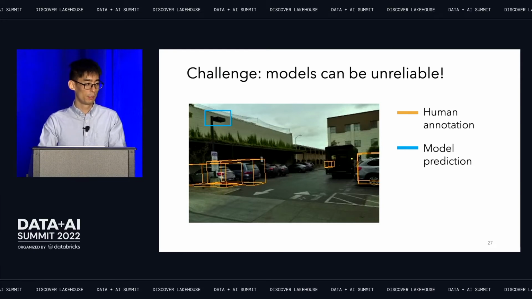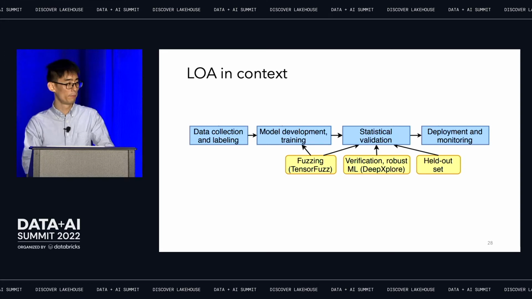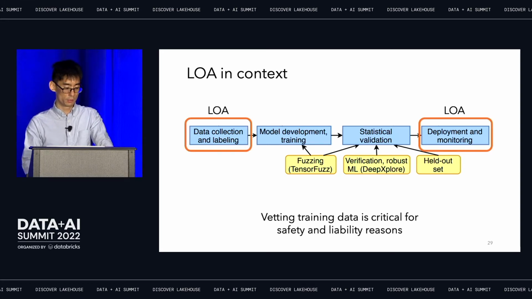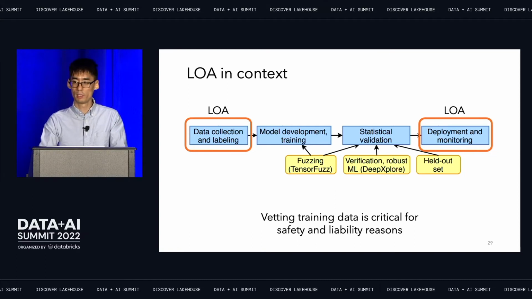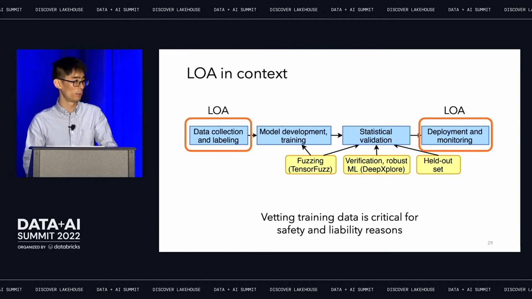And to address this, we developed learned observation assertions, or LOA. And going back to our pipeline from before, LOA primarily focuses on the left-hand side here, the data collection and labeling, but can also be used for deployment and monitoring. And I also want to point out that this is critical for safety and liability reasons, especially for high-stakes scenarios, for example, autonomous vehicles.